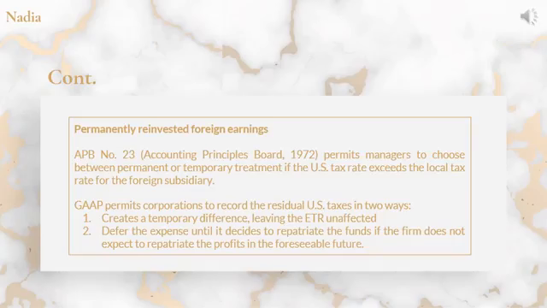The second option is to defer the expense until it is decided to repatriate the funds, if the firm does not expect to repatriate the profit in the future. When a company makes this choice, the foreign profits are termed permanently reinvested earnings, or PRE. This therefore reduces the ETR, because if the firm never repatriates, then it never pays the US taxes.